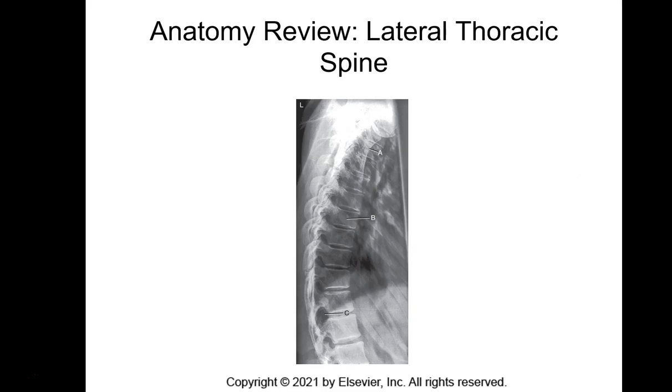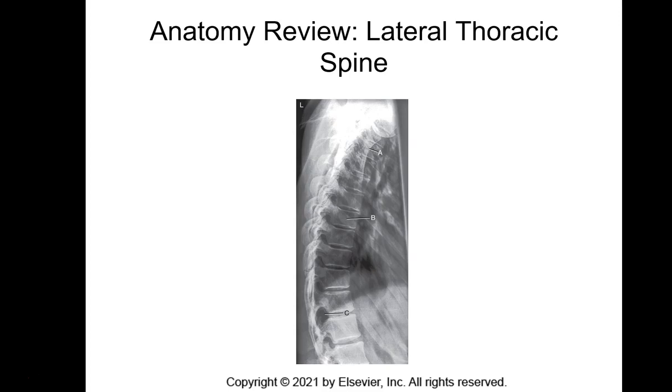Good. Let's look at a lateral T-spine. So in a lateral T-spine, remember, we want to include all 12 thoracic vertebrae. There are exceptions to that, and we'll talk about that more in lab. Sometimes because of the shoulders, it's difficult to visualize the top of the T-spine in a lateral position. So then we would do what's called a swimmers, and we'll talk more about that in lab.